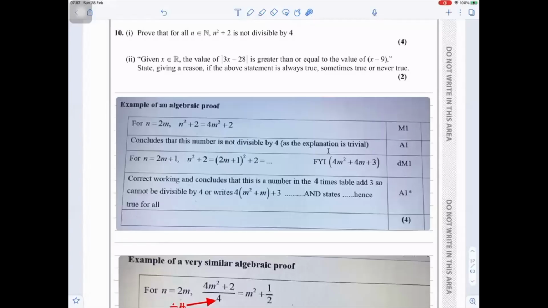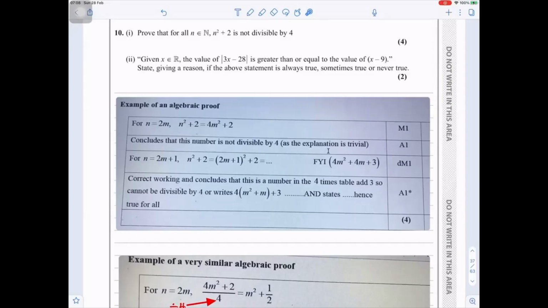Question number 10. Prove that for all n an element of natural numbers, n squared plus 2 is not divisible by 4. For this question, you can use an algebraic proof. So you can use n equals 2m, and so n squared plus 2 would be 4m squared plus 2. And you conclude that this number is not divisible by 4. If you use that, the explanation is trivial.